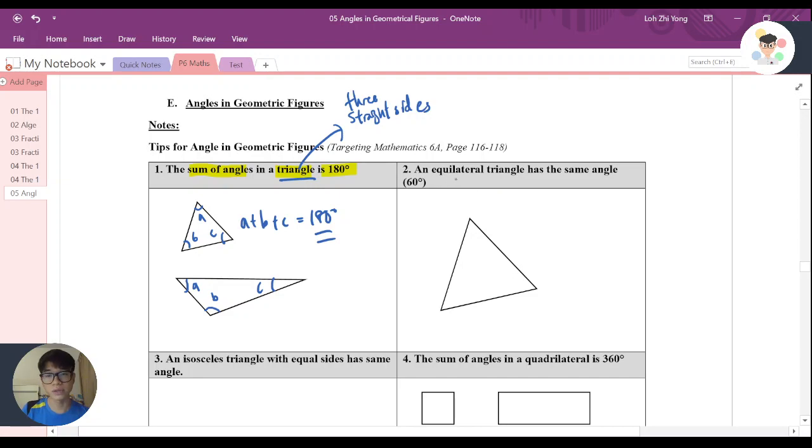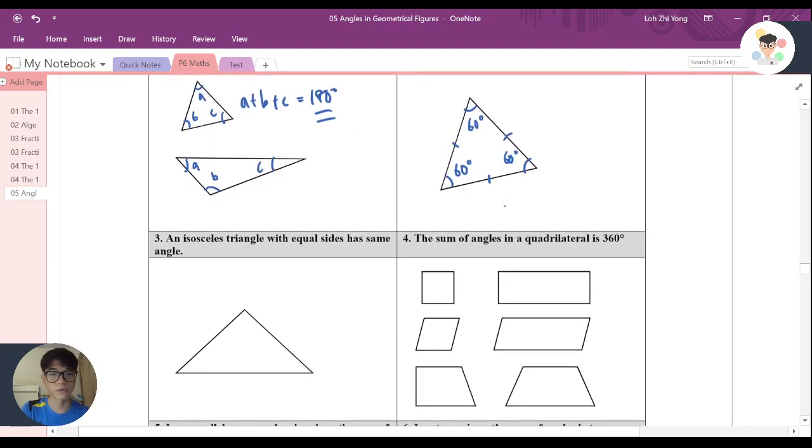Okay, so the next one, an equilateral triangle has the same angle. Now, equilateral triangle means that all the sides have the same length. If they have the same length, meaning the angle here will be the same. And if you know all the sum of the angles will be 180 degree, means that here will be equally distributed, which should be 60 degree, 60 degree, and 60 degree. Okay, so this is equilateral triangle.